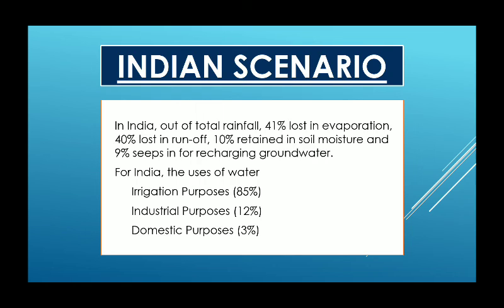In India, out of the total area of 3290 lakh hectares, a rainfall of 4000 billion cubic meters occurs annually. Out of the total, 41% is lost in evaporation, 40% is lost in runoff, 10% is retained in soil moisture and 9% is seen for recharging groundwater. Out of the 40% stream flow water, 8% is used for irrigation, 2% for domestic use, 4% for industry and 12% for electric generation.